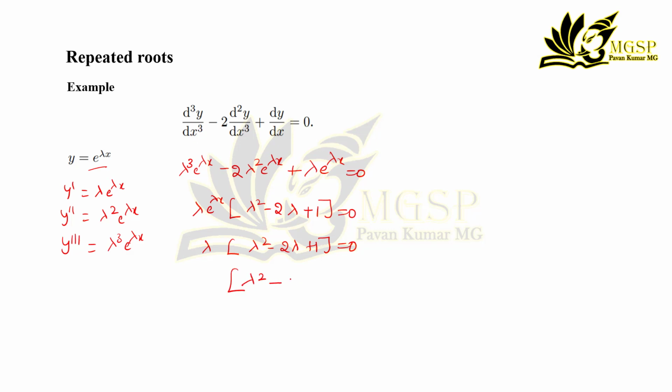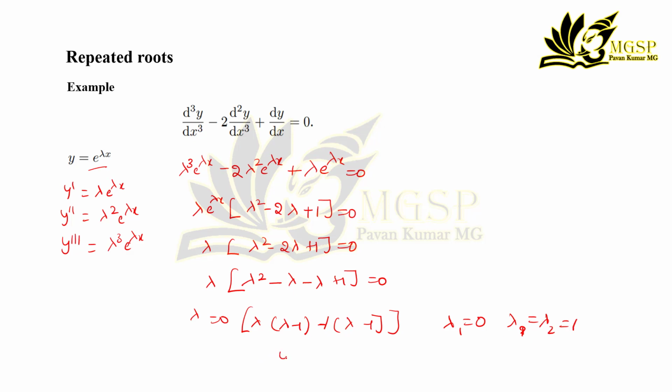Lambda square minus lambda, minus lambda plus 1 is equal to 0. So roots will become lambda is equal to 0, one root. One more will be lambda into lambda minus 1 minus, lambda minus 1. Lambda is equal to 0, that is the first root. Lambda 1 is equal to lambda 2 is equal to 1.